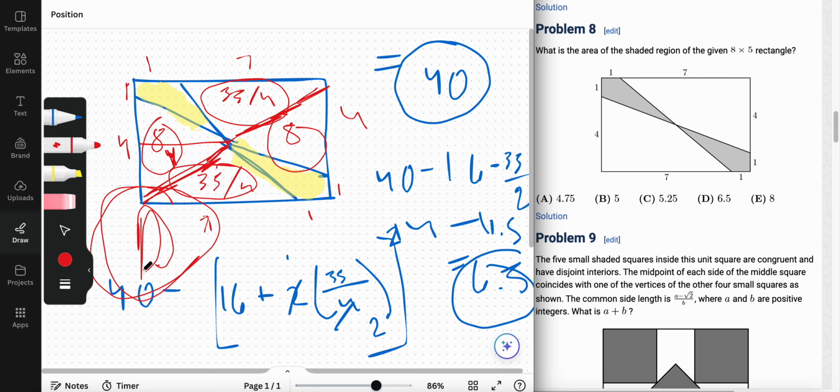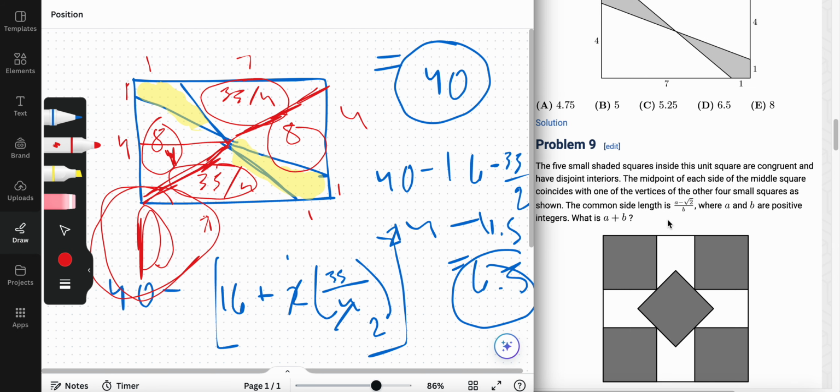Okay, I think it's D, because all I did was get the areas of these 4, this whole thing, and then basically the white space is here. Then I just got the area of the whole figure, subtracted like this, and then I got the area of the shaded region, which I think is 6.5. So that's D. Okay.